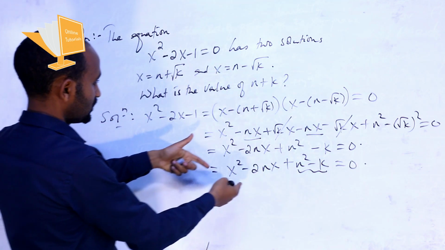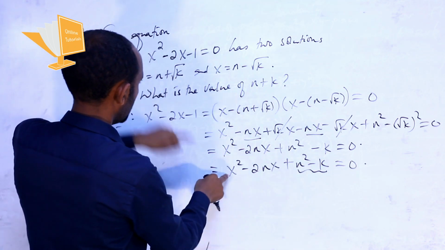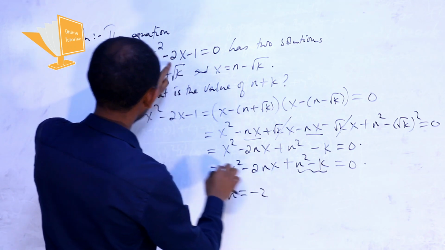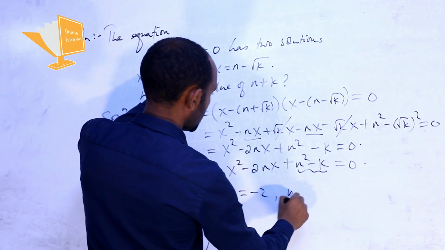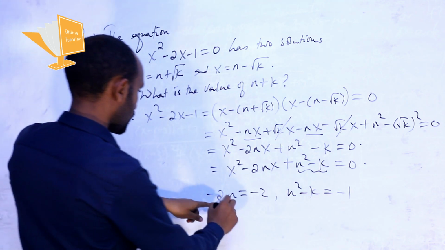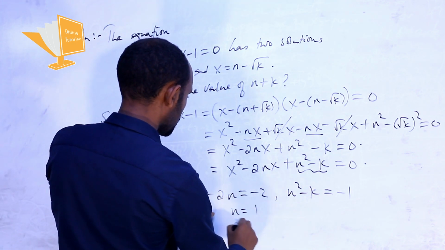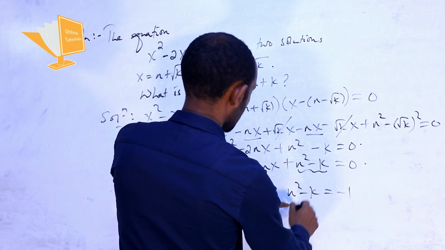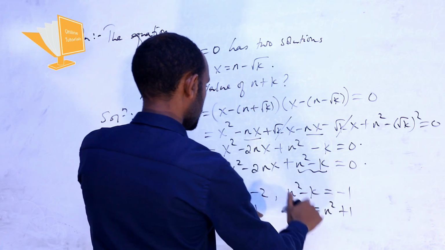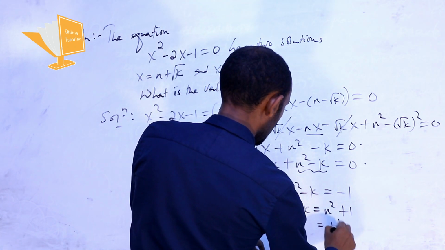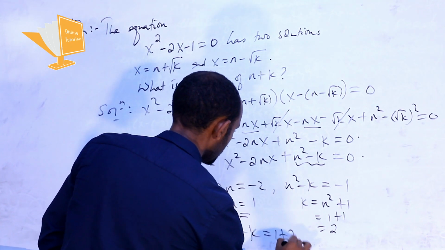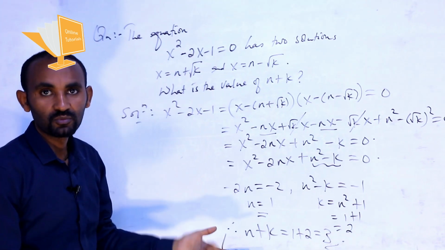So now let's equate this with this. In x squared minus 2nx, the coefficient minus 2n must be minus 2, right? And the constant n squared minus k should be equal to the constant here, which is minus 1. So what is n here? Divide by minus 2, n is 1. If n is 1, then k is n squared plus 1, so 1 plus 1, k is 2. Therefore, n plus k is 1 plus 2, which is 3. Period.